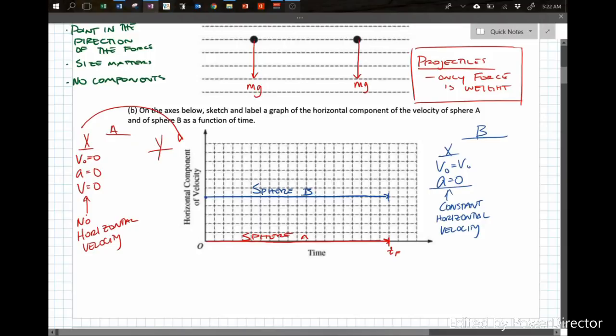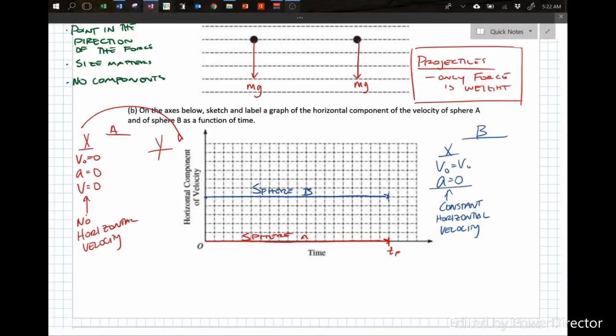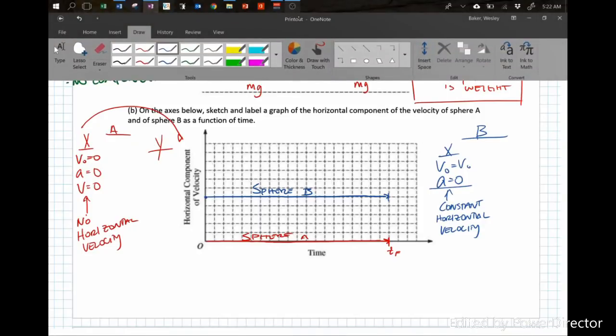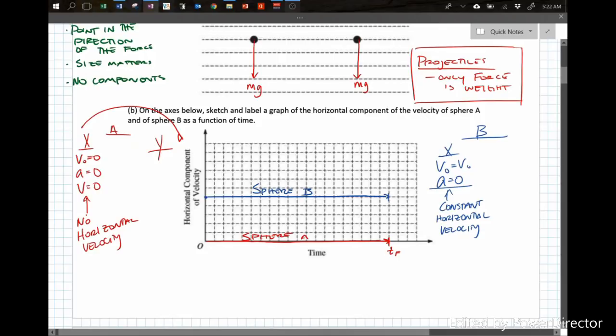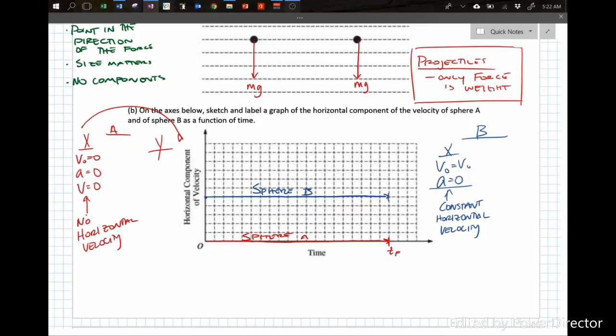Now, the next part of the question is asking, why do they hit the ground at the same time, even though they cover different distances? So before we do that, I want to look at the y information for each one.